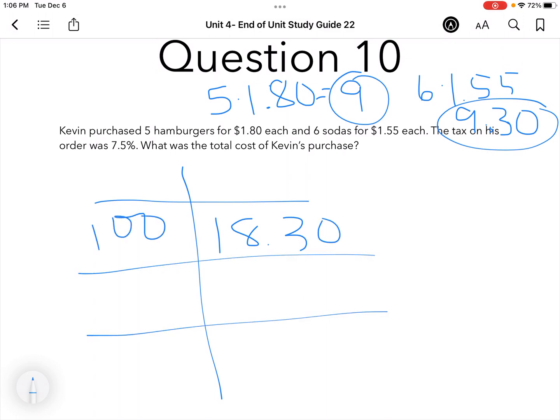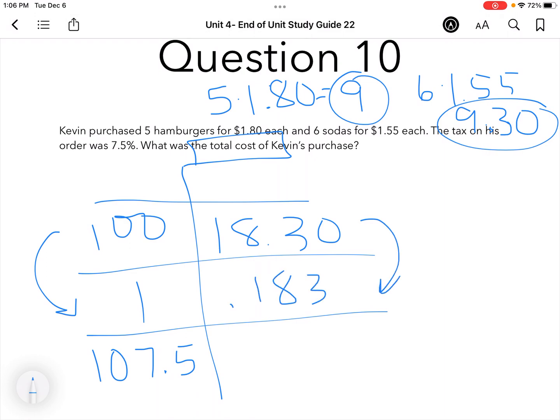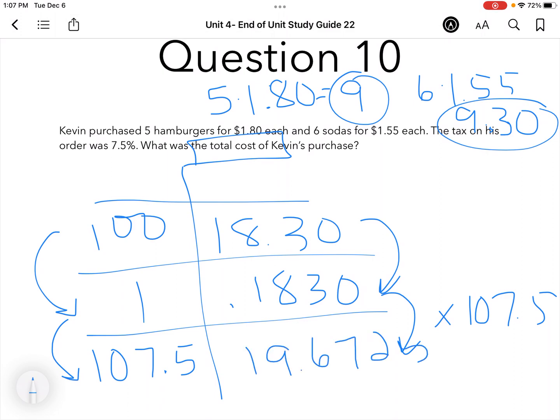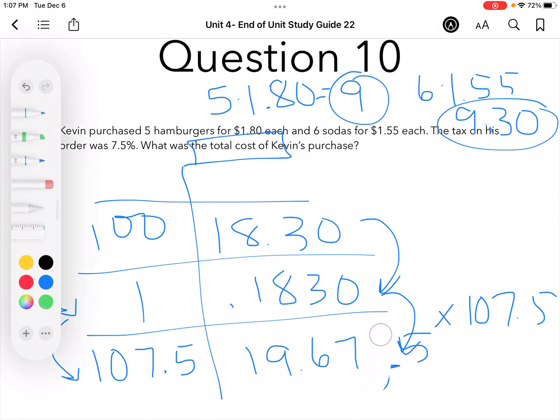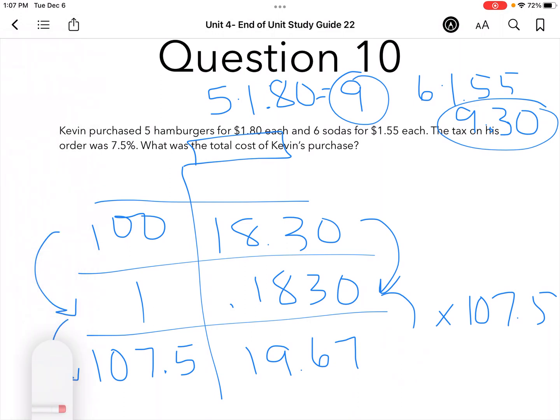And I want to figure out 107.5 because they want the total cost of the purchase. So I'm going to divide by 100. And then I'm going to multiply by 107.5. And I get 19.6725. The 2 tells the 7 to stay the same, so I know my answer is going to be just $19.67.